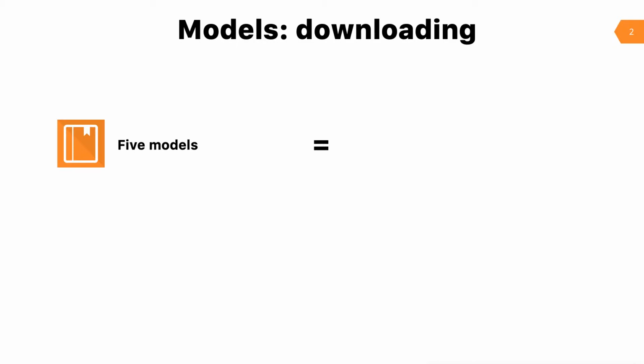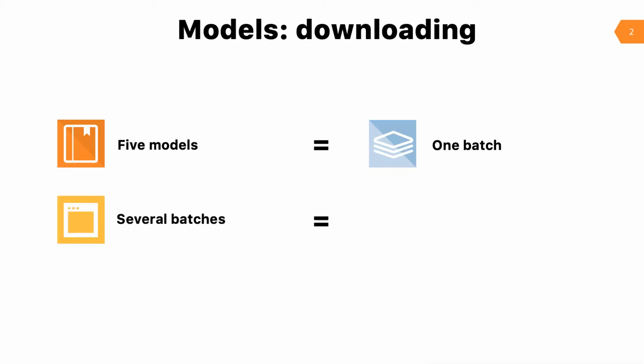So, we will call 5 models one batch. That is 5 models, each with 3 sentences and 3 speech patterns. So, we get 15 sentences and 15 speech patterns. Several batches will make one section of the collection. Thus, you determine the mode and the rhythm in which you go.